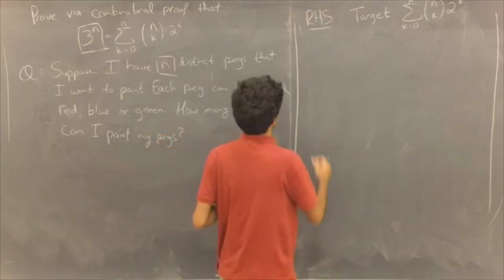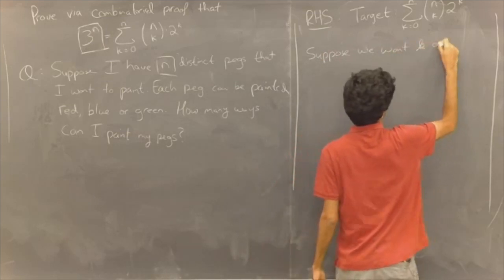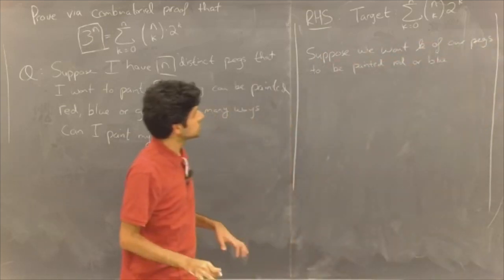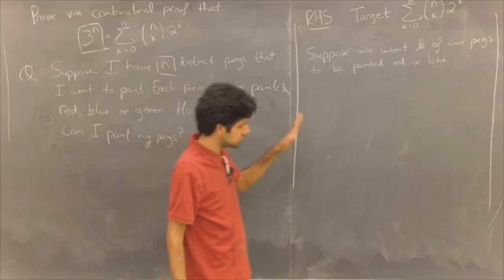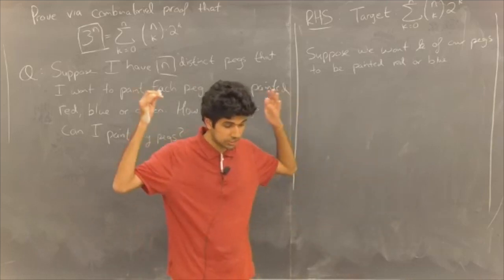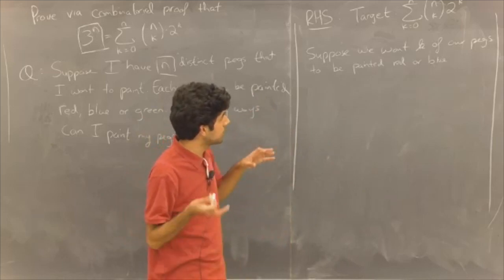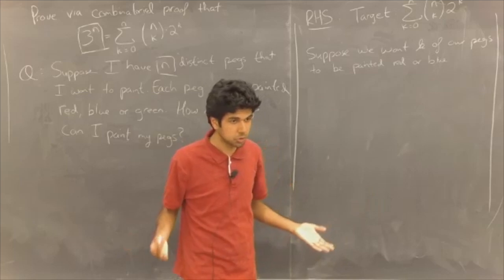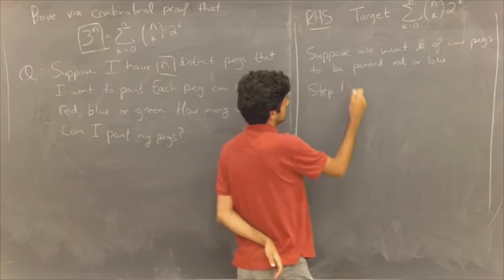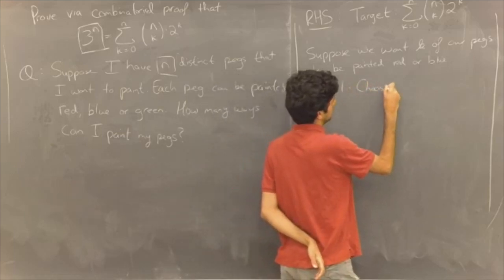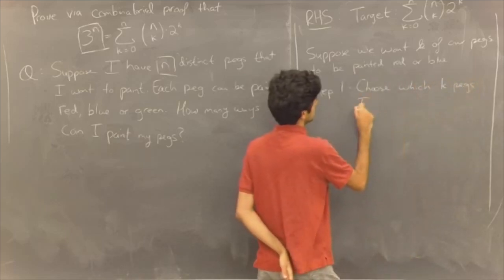Let us write this out properly. So we'll ignore the color green altogether. We'll worry about that later. Suppose we knew that I have my pegs, I want k of them. k is just some integer, but I want k of them to be red or blue. How many ways can we do such a painting? Well then, in step 1, I will choose which k pegs I want to paint.